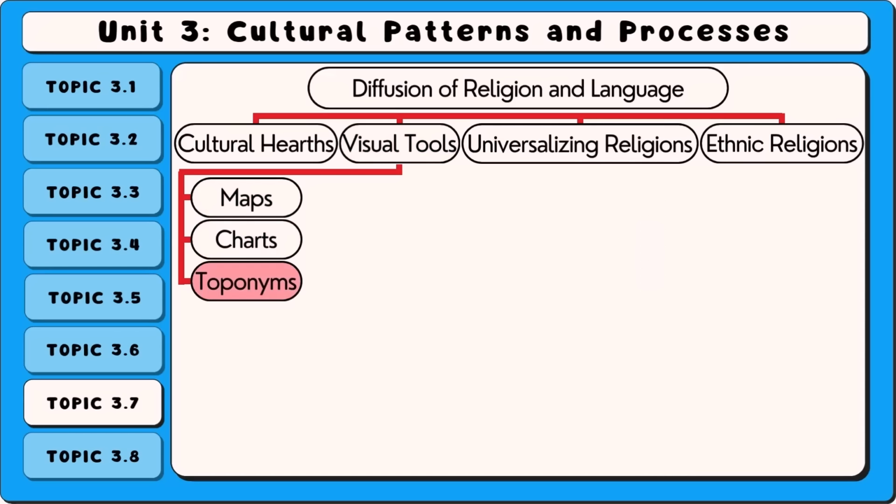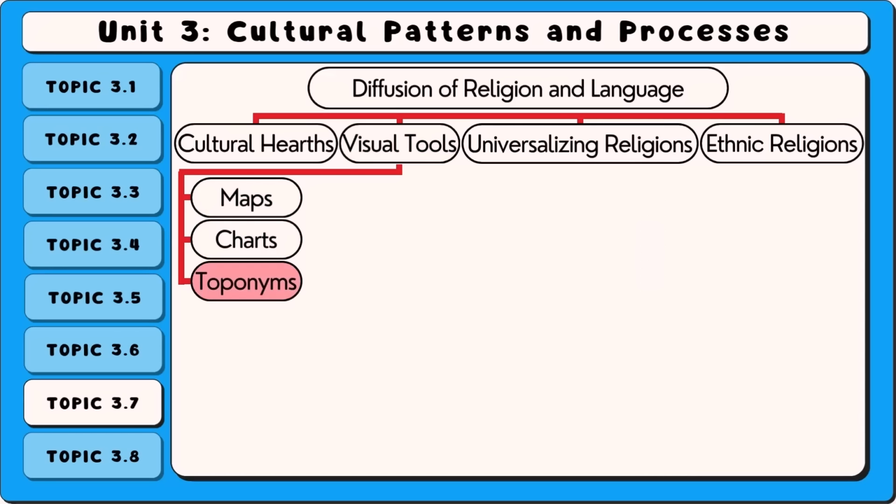Charts and graphs can show language relationships, like language trees that trace the origins of languages within a family. These trees often show how languages like French, Italian, and Spanish all developed from Latin. Toponyms, or place names, also reflect the spread of culture. A city name like San Francisco shows Spanish and Catholic influence. A name like Mecca Street might reflect Islamic cultural presence in a region. Studying toponyms helps geographers trace the imprint of religion and language on the landscape. Visual tools like these make it easier to understand the lasting effects of cultural diffusion.